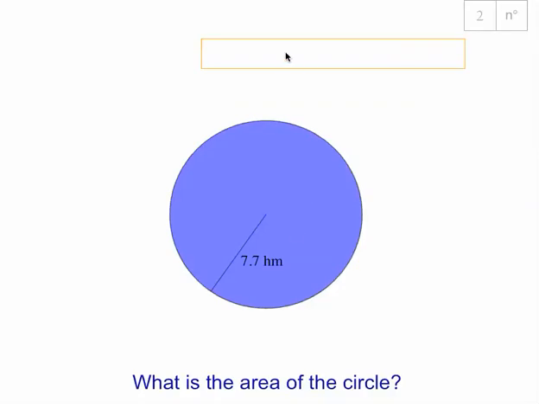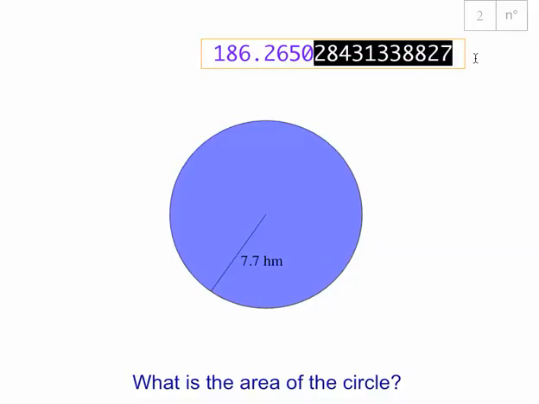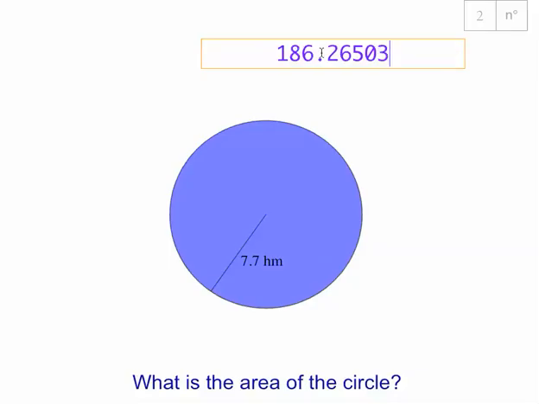So we're going to put our answer in here. Once again, you're going to want to round. So the 8 is going to round the 2 up to a 3. I always put in like 4 or 5 decimal places. And then hectometers, and to get the square, just click on that little button. And that's it.